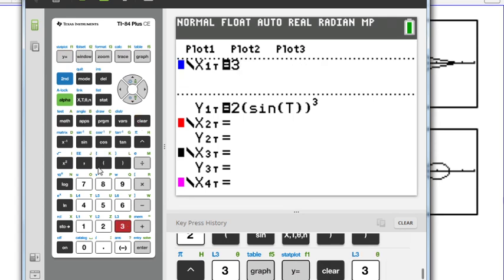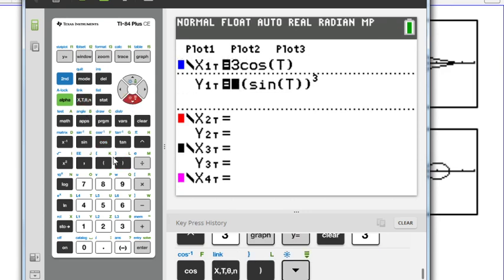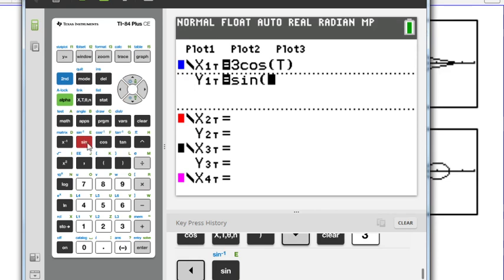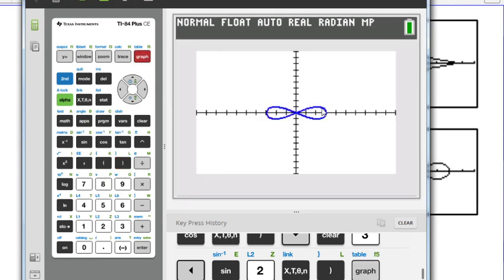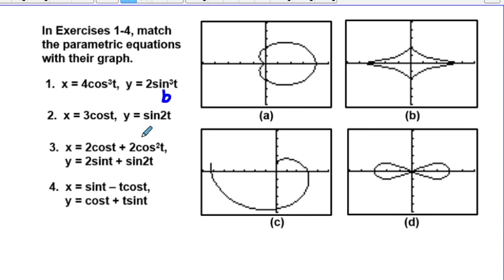Three cosine t, sine, oops, I could put sine 2t. So basically, it's an exercise, and so we have this infinity figure 8 in here. That's going to be B.